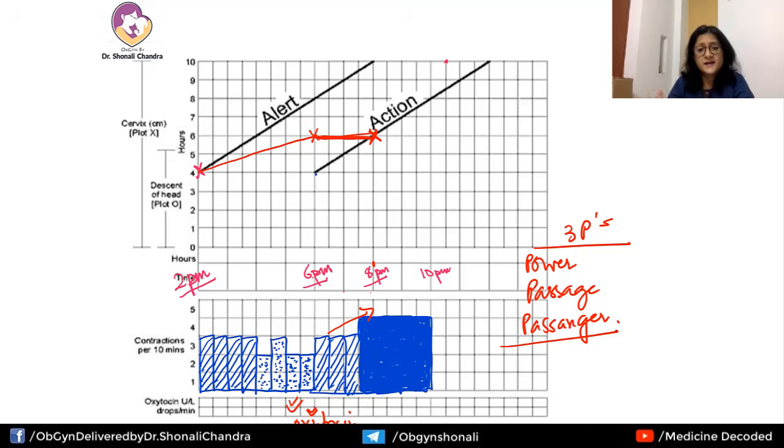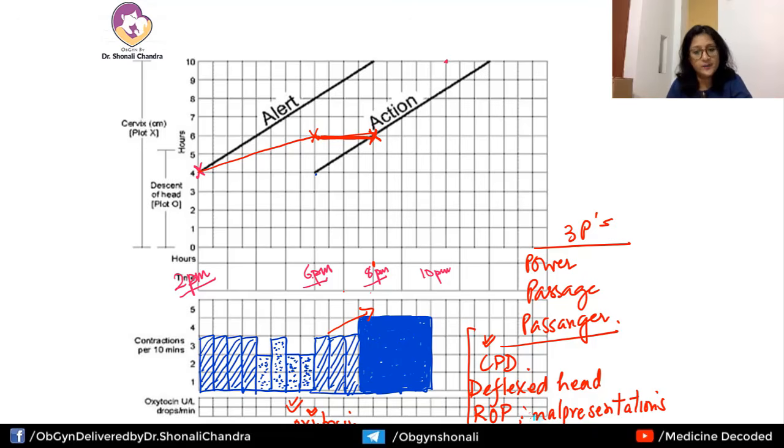Sometimes when the fetus's head is larger as compared to the pelvis, that is called cephalopelvic disproportion. Sometimes there can be a larger fetal head which causes cephalopelvic disproportion. Sometimes there can be a deflexed head in which larger diameters try to enter the pelvis. Sometimes there can be a malposition like ROP position. Sometimes there can be malpresentations. All of these contribute to delay or arrest in progress of labor, right?